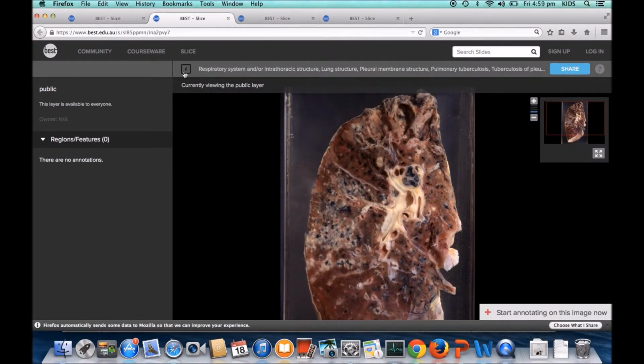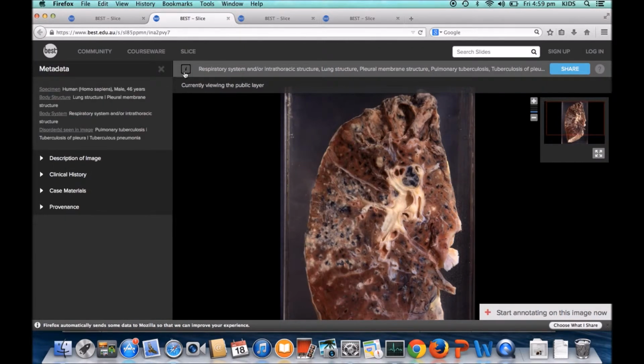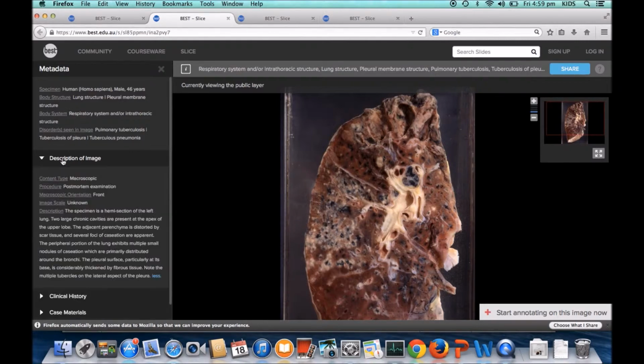In our metadata panel, which is accessible by clicking the information icon in the top bar, the standard data presented for each image includes information about the subject, the body structures visible in the image, and any disorders if that's relevant. The next panel down, called Description of Image, is relevant to the type of image. So for macroscopic images, it includes information about the procedure by which the image or specimen was obtained, the orientation, a scale, and a description.